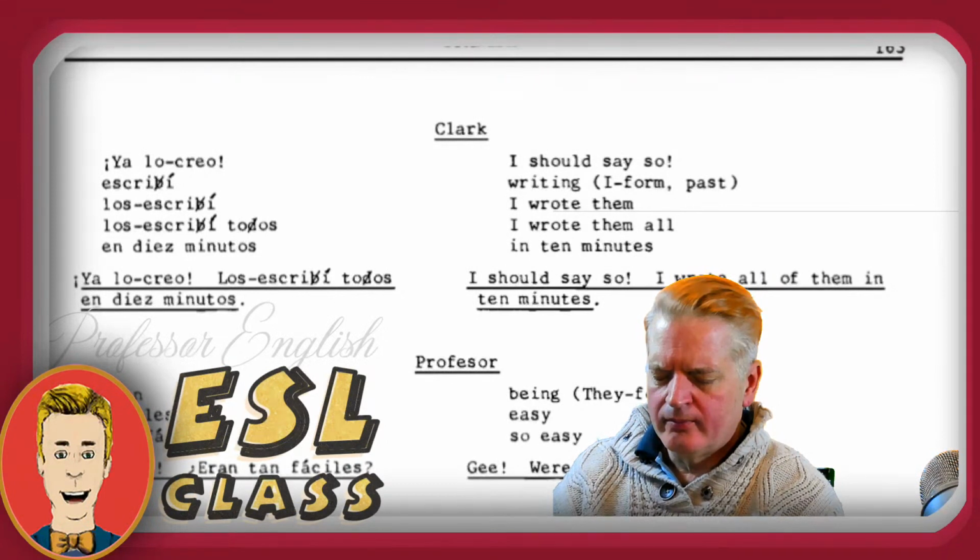Unit 12, a dialogue. Step 3, fluency. Book closed.